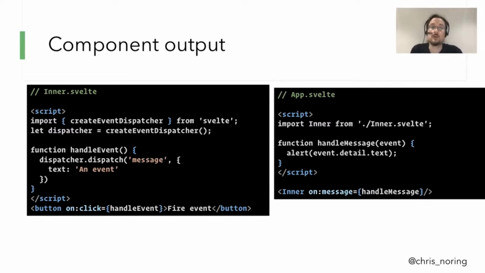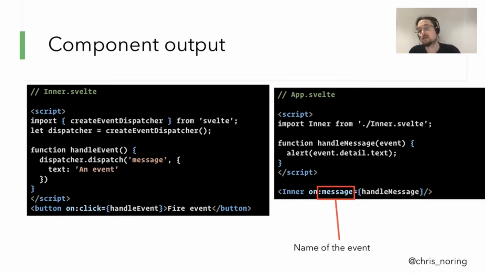Now, here's a component where we work on the output. The first thing that happens inside of this component is that we import the helper, createEventDispatcher. Next up, we create the dispatcher object. And inside of this function here called handleEvent, we call dispatch. We give it a custom name. In this case, we call it message. And the second parameter is an object in which we specify some kind of payload. That was the custom name of the event.